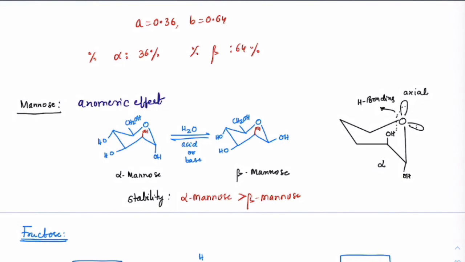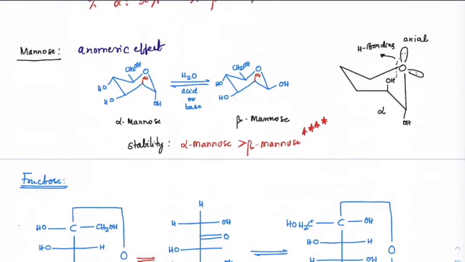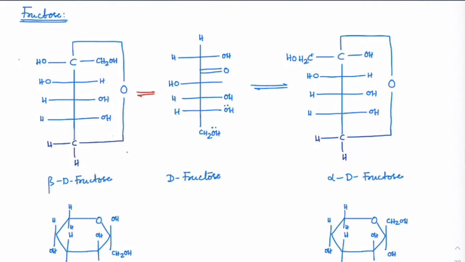Everybody got that? Well, you might be asked this: what is the stability of alpha mannose and beta mannose, which is more stable, that's all. Okay. I guess the glucose part is clear, everyone. Now let's see fructose.